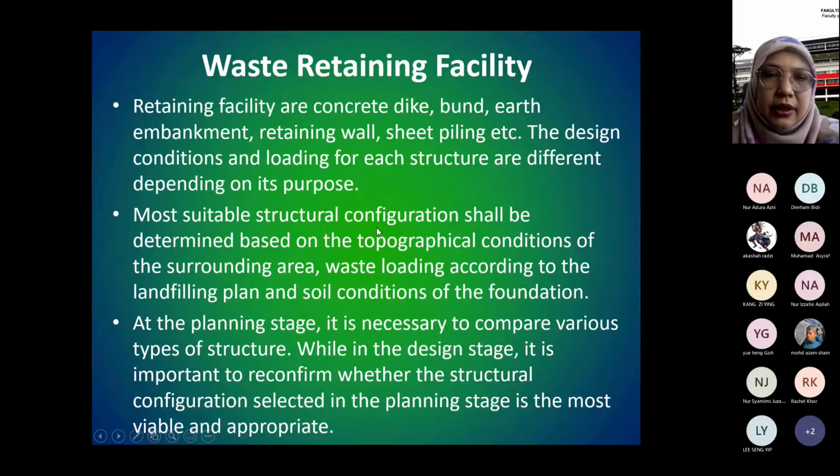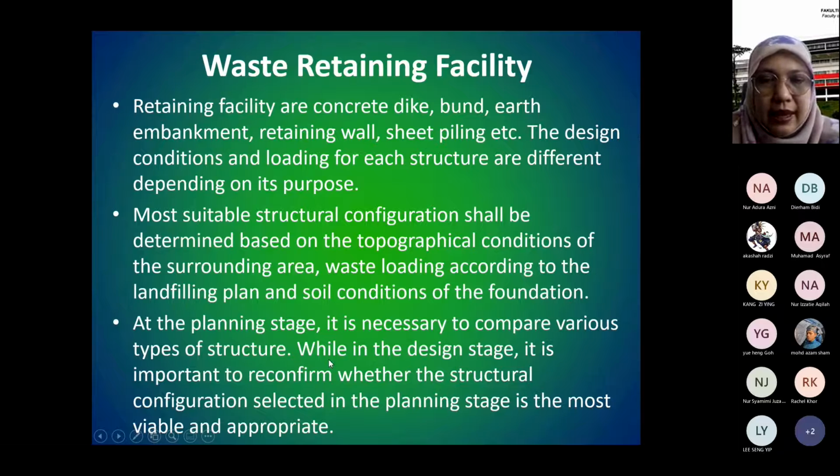So the structural configuration shall be based on the topographical conditions, meaning how the topography of the area is, the waste being loaded into the area, and also the soil conditions of the foundation. At the planning stage, it is necessary to compare various types of structure. So what type of structure is suitable for the area depending on the soil conditions, topography, and so on.